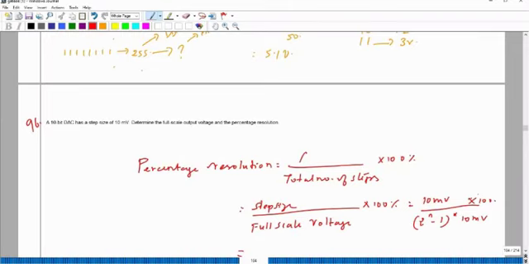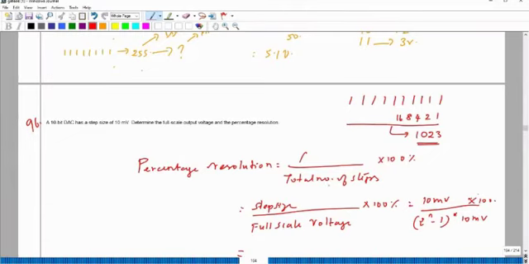10 ones is your maximum value. So, what is this value? This is 1, 2, 4, 8, 16. If you add these, you will get 1023. So, for this value, what is your full scale output voltage? We have to find that.